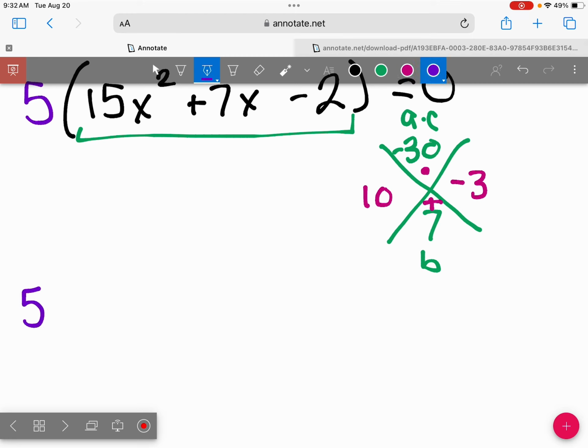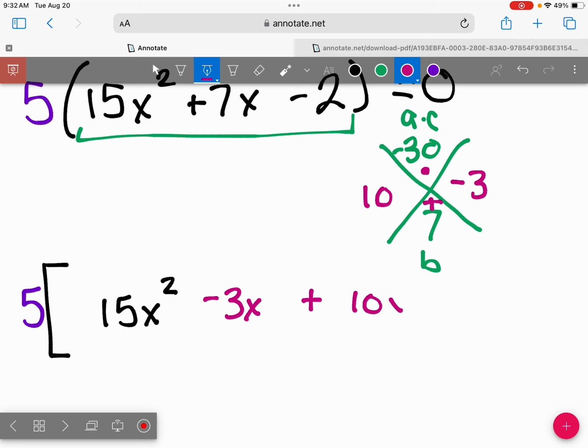So my GCF of 5 is just going to hang out front. And I'm going to do a big bracket here. So we've got our 15x squared minus 3x plus 10x minus 2. Okay, so I just made it really big. Because again, I'm going to do factoring by grouping. So I'm going to break these into smaller pieces. So I'm breaking these into pairs here.